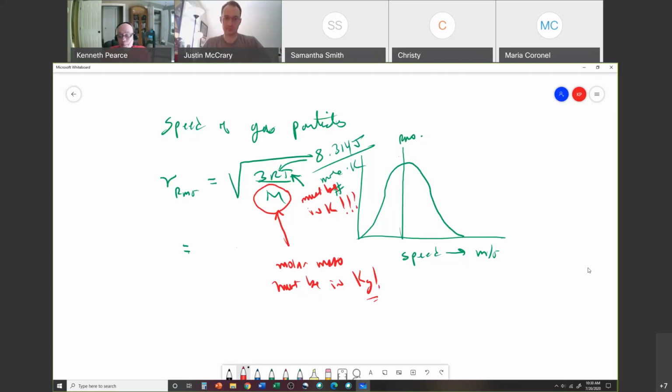Okay. Now, having said that, if N2, which is most of what you're breathing right now, is nitrogen gas, 70% of it's nitrogen gas, is 28.0 grams per mole, what's that in kilograms? Well, that's 0.028 kilograms per mole.